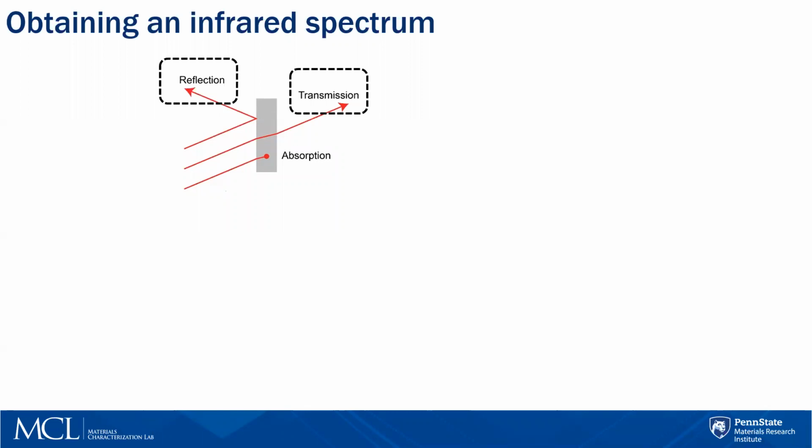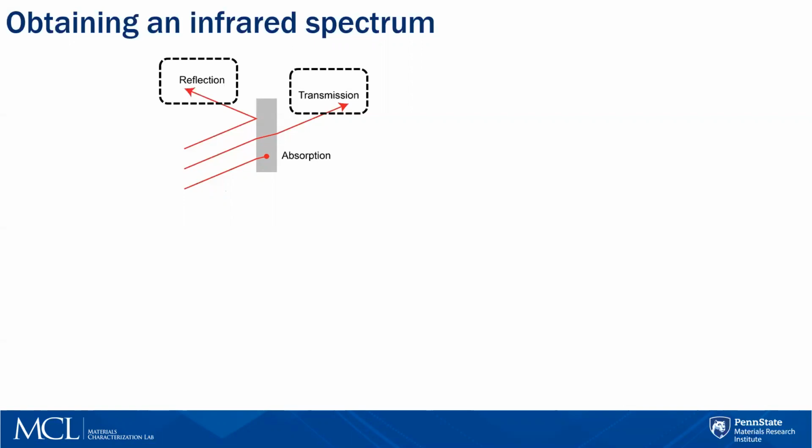Infrared spectroscopy is based on the interaction between infrared radiation and matter. A simplistic way of describing this is that when an infrared beam strikes a sample, one of three things could happen. The beam could be reflected, it could be transmitted, or it could be absorbed. And the goal of an infrared experiment is to measure the reflected or transmitted beam in order to obtain the frequency and intensity of infrared radiation absorbed by the sample.